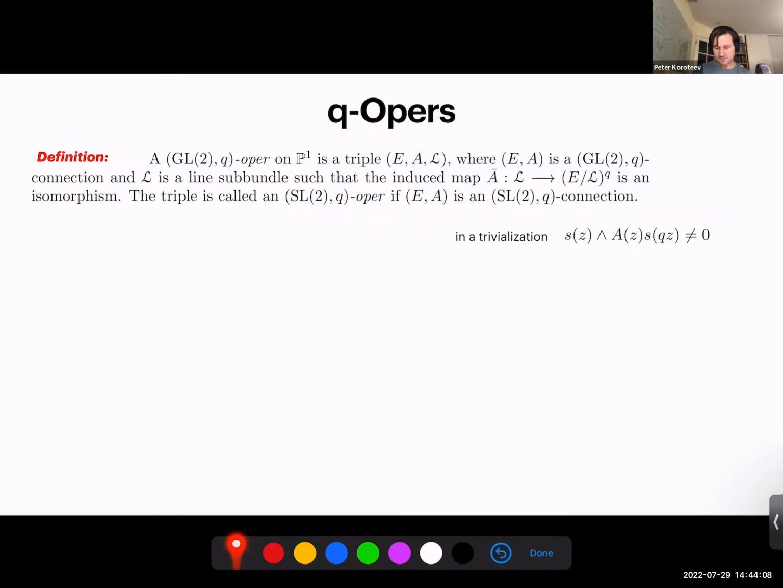So you should think about it this way. L is generated by some section, and a section is just a vector in two-dimensional space. You can do two things with this vector. You can act on it with the matrix A, so it will rotate it and maybe stretch it, right? And you can do the q-shift, right? That's where this q-gradient comes in. And you require that these two vectors are linearly independent. So this is how the condition looks: s wedge A of z times s of qz is not equal to 0. Later we'll allow this to be equal to 0 at certain singularities, but for now, let's say it's like that.